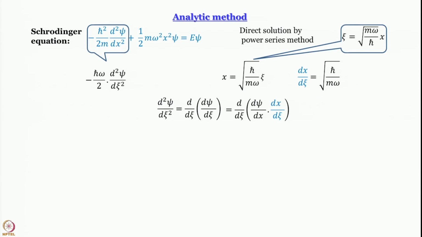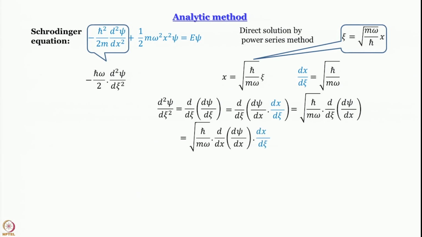And then we are going to differentiate it with respect to xi once again. So, let us do that. We know what dx d xi is, that is a constant, let us bring the constant out and then we are left with d d xi of d psi dx, right. So, that then will be again equal to root over h cross by m omega d dx of d psi dx multiplied by dx d xi. Okay. Same thing.